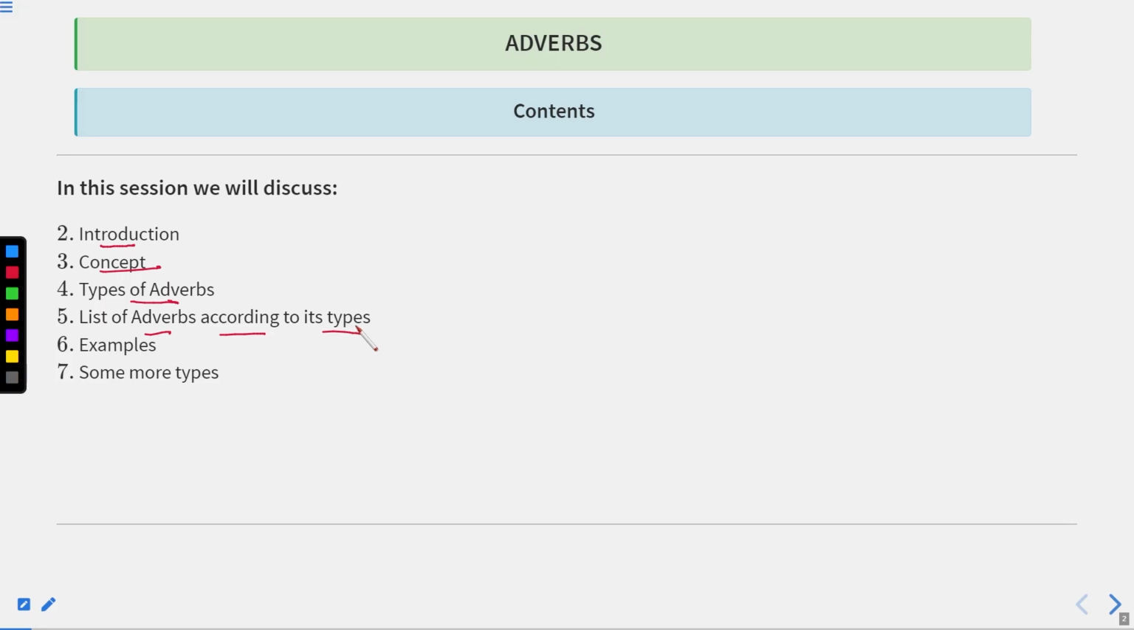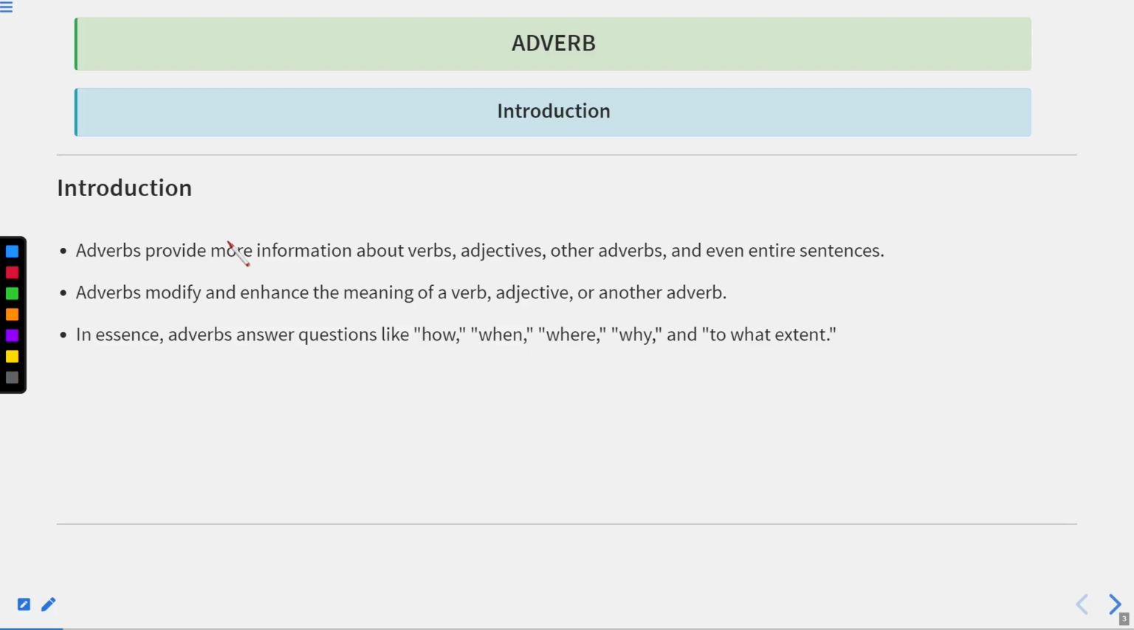It means if we talk about any one adverb or type of adverb, we'll see the list of those types. And after that we'll see the examples and some more types. It means there are some extra types of adverbs also that we are going to discuss. So we'll cover all these topics in this session, or in the next session, we'll continue with the same concept of adverbs. So let's begin this session. First, let us see the introduction of adverb.